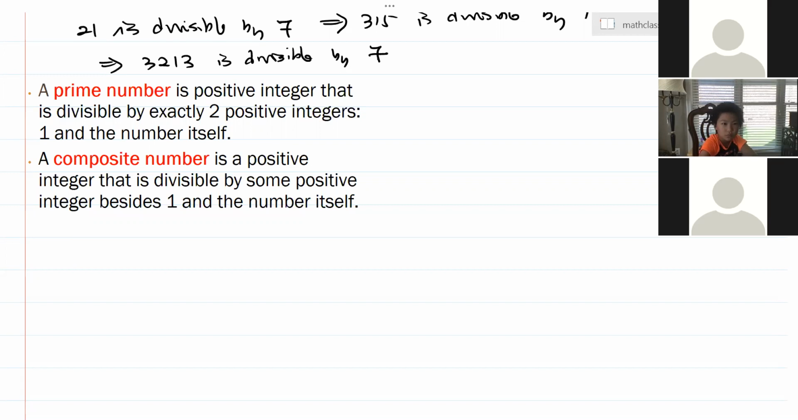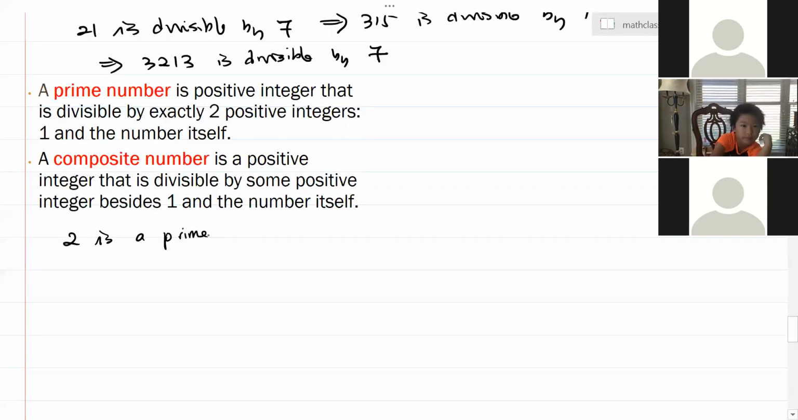All right, so prime number. I copy the definition here. Let's look at the definition. Maybe you already know that, right? A prime number is a positive integer that is divisible by exactly two positive integers, one and itself. And according to that definition, 2 is a prime number. That's very important. 2 is a prime number.